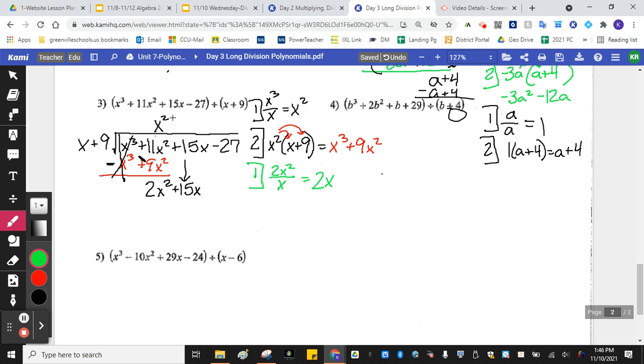Only child. People keep forgetting in my last class to put 2x on top. That is your answer. That's like the most important part. Make sure you put that on top. And then multiply.